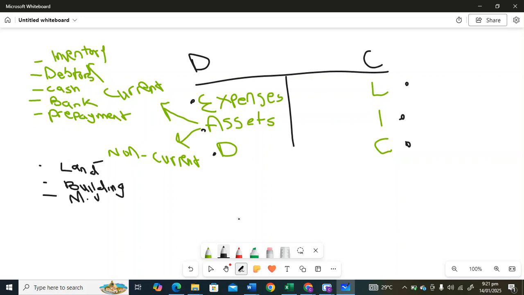Then this D here stands for drawings. Okay. Anytime you take out money from the business, you as the owner, for your personal use. Okay, you can take out money, even some of the inventory that you use for selling. If you take some of that for your personal use, that is drawings.